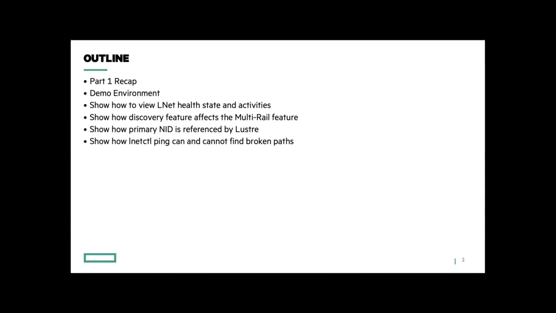Next, I'll discuss the demo environment, and then we'll cover the demo topics, which involve showing how to view the state and activities of LNet Health, demonstrating how the multi-rail feature is affected by the peer discovery feature, showing how the primary NID is referenced by Lustre, and finally, how lnetctl ping can and cannot be used to find broken paths.